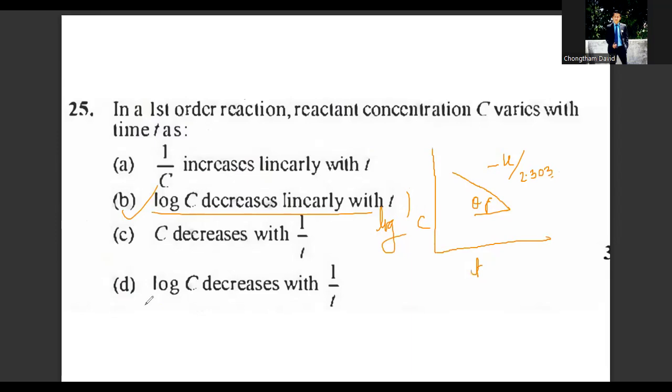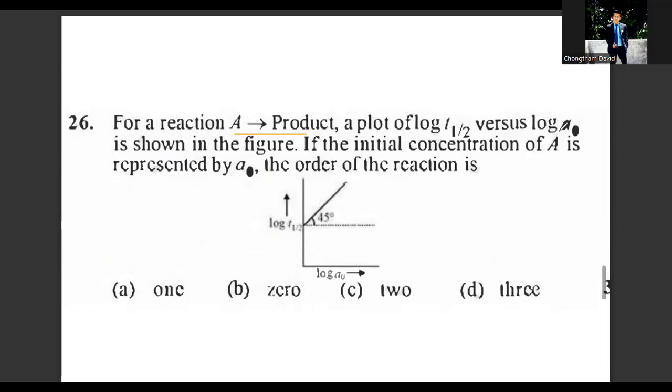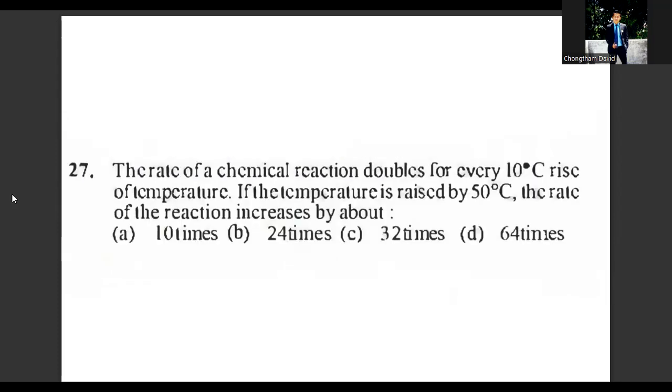Is it clear? Let's read question number 26. For a reaction A gives B, a plot of log half-life versus initial concentration is shown. If the initial concentration of A is represented by A naught, what is the order of the reaction? For this question, you should know that the plot for the given equation is a zero order reaction because the half-life depends directly on the concentration of the reactant. Question number 27, let's read fast.